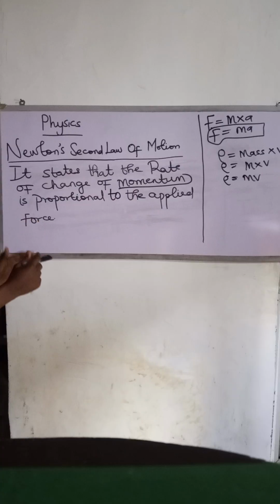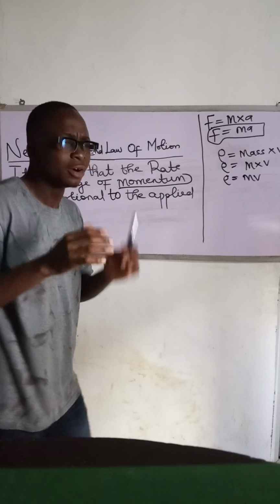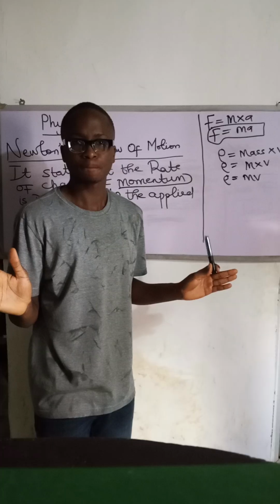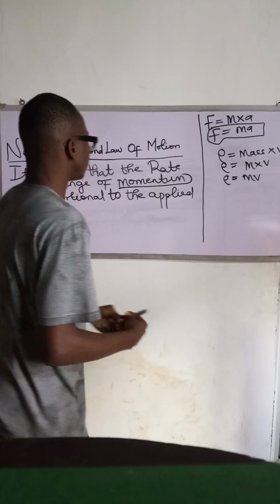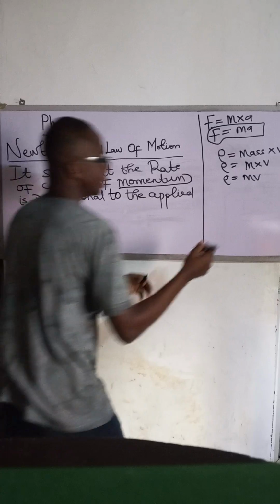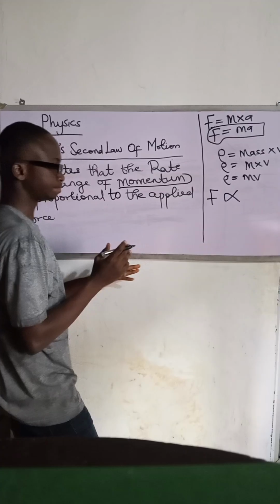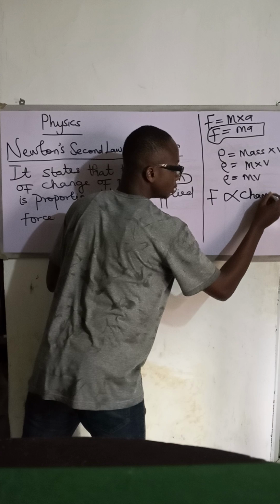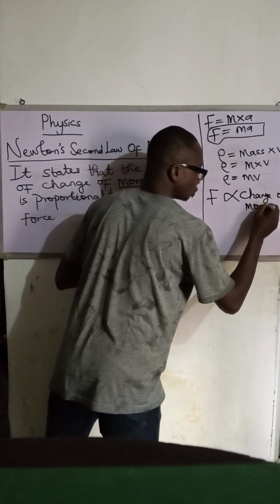Now, this second law states that the rate of change of momentum. When we talk about rate, it should take our mind to time, or something all over time. The rate at which something happens is when that thing is all over time. Now, the rate of change of momentum is proportional to the applied force. What does it mean? This is the force. When something is proportional, we use this sign, the sign of proportionality. It's directly proportional to the change of momentum.